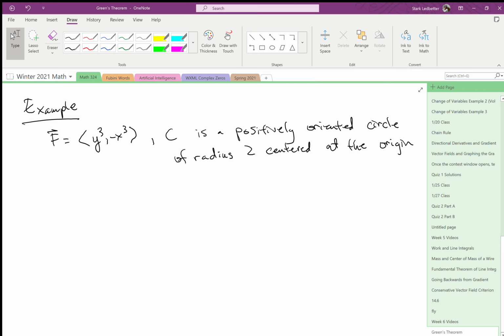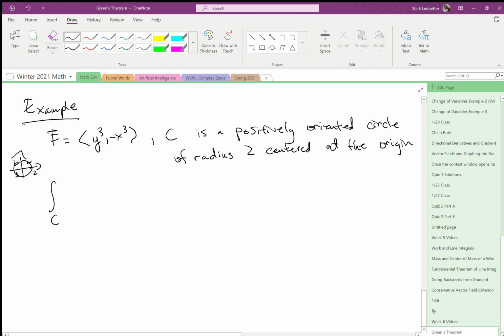So let's look at an example. Here's a vector field, F is y cubed, comma, minus x cubed. And we want to do the line integral on C, which is a positively oriented circle of radius 2 centered at the origin. So what does that mean? We have a radius 2, and we're going the usual way, counterclockwise.